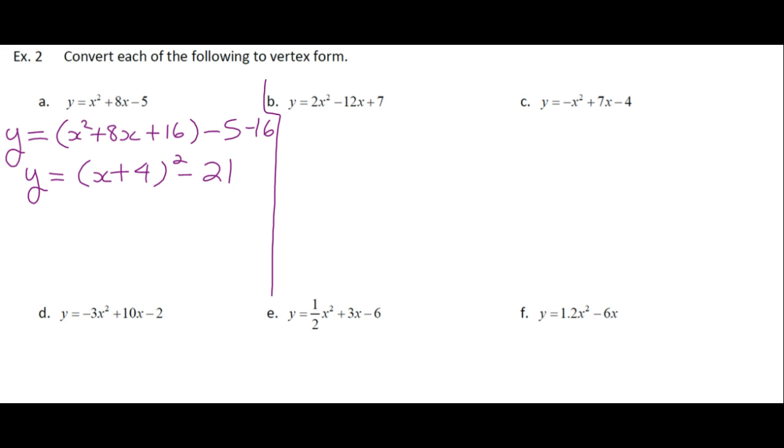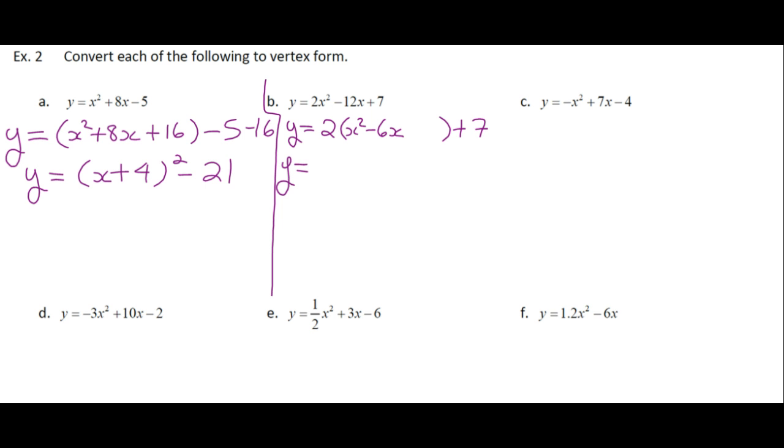But what if there's a 2 in front? Put it outside. If there's a number in front, we factor that number out of the first 2 terms, because we need a perfect square trinomial, which has to be of the form x plus or x minus. We can't have a 2x. If you try and square 2x, you're going to get a 4x squared.